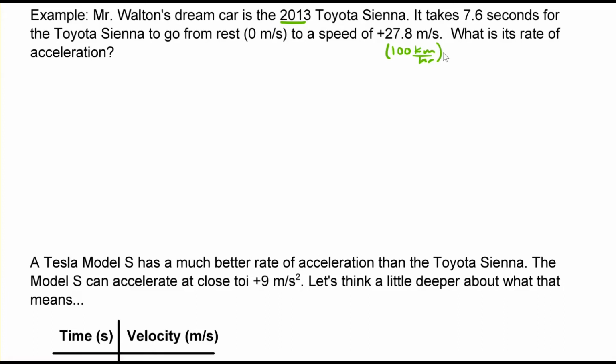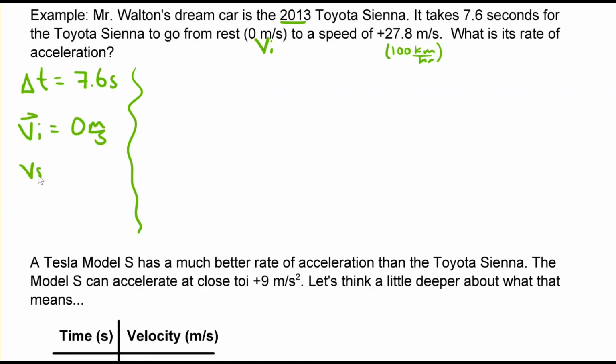So what is its rate of acceleration? Well, squiggly line. Let's go through here and try to define some things. It takes 7.6 seconds. That sounds like a time to me. For the Toyota Sienna to go from rest, from the start, the initial velocity is 0. So VI is 0 meters per second.